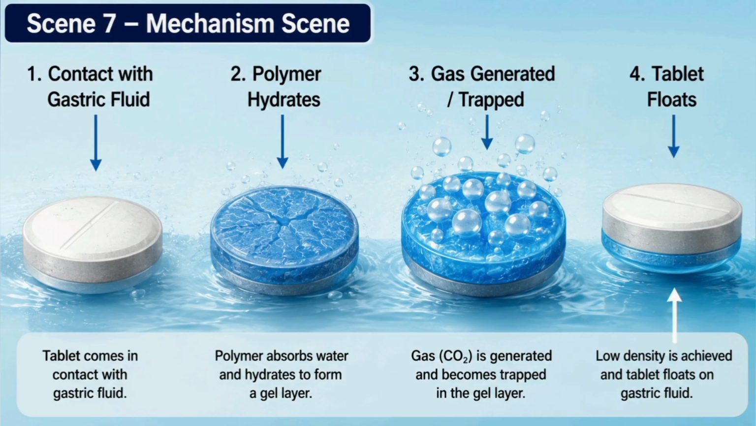In step 3, gas generation and entrapment take place. In an effervescent floating tablet, a gas generating agent may react in the acidic conditions here. So carbon dioxide is generated. The hydrated polymeric gel helps trap the gas. Imagine small bubbles trapped inside a soft network. So the effective density of the tablet decreases here.